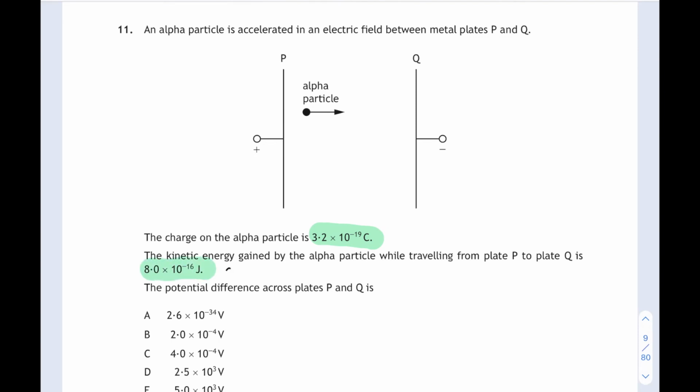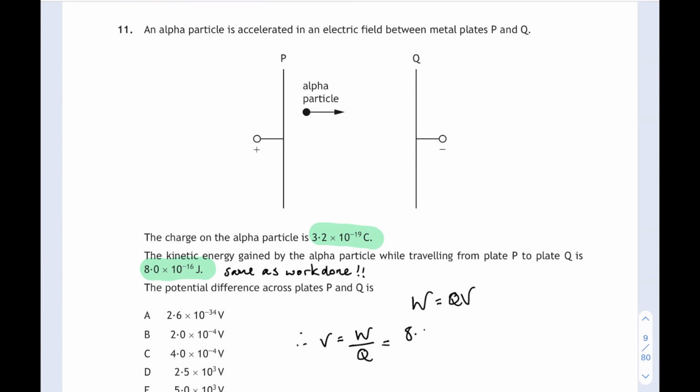We're told what the charge on an alpha particle is and the kinetic energy that it gains. Well, the kinetic energy it gains is the same as the work done on the particle by the field. We're going to use the relationship W equals QV and rearrange it for V. V equals W over Q. The work done is equal to the kinetic energy.